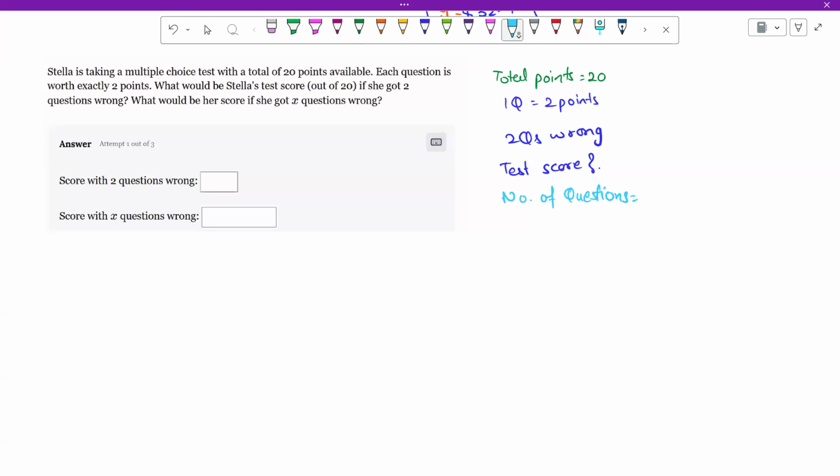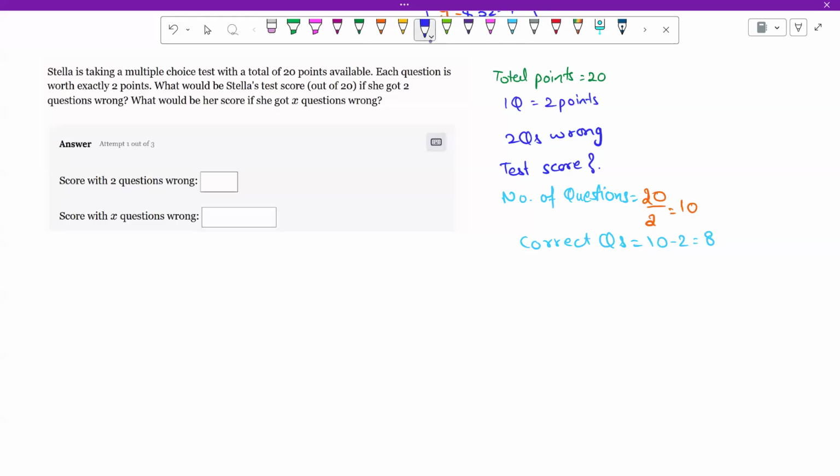They are saying total 20 points are there. One question is 2 points. So how many questions are there? 10. Correct. Total 20 points, one question is 2 points, so 10 questions are in total. That means out of those 10, she has got 2 questions wrong. So how many questions are correct? 8. Yes. So 8 questions are correct.